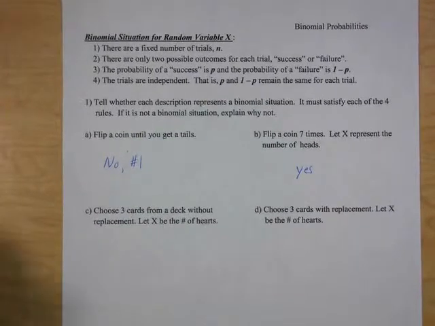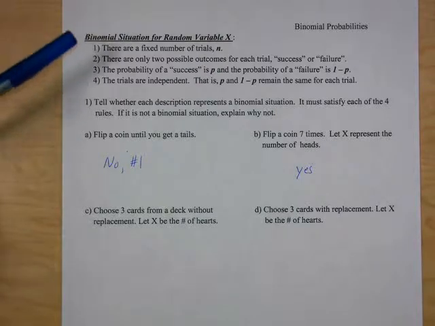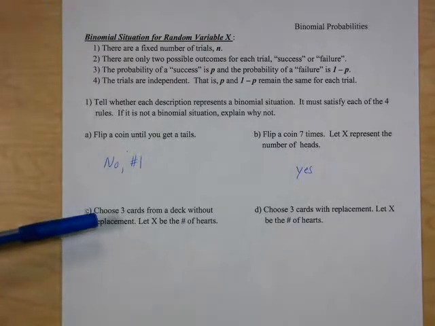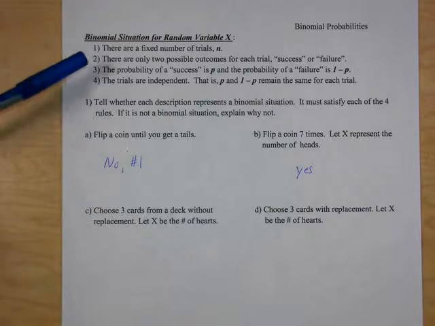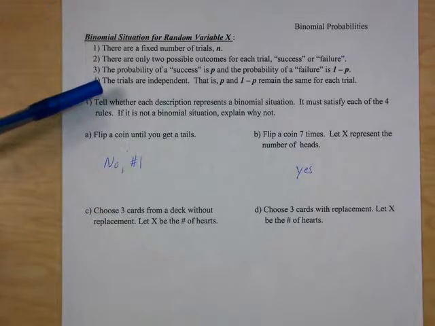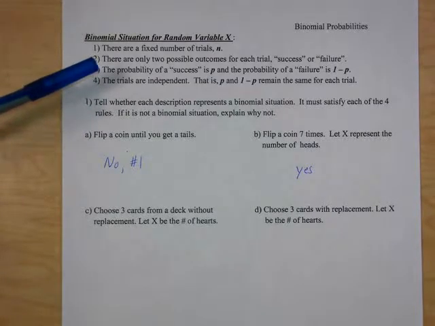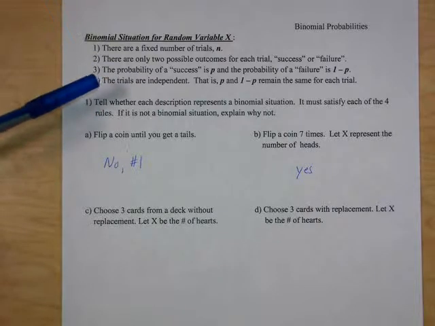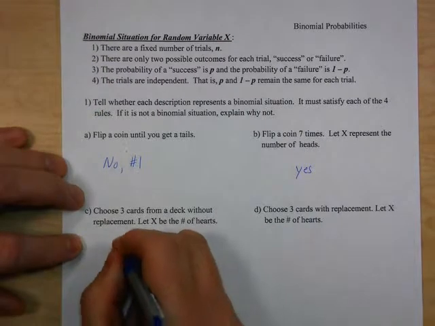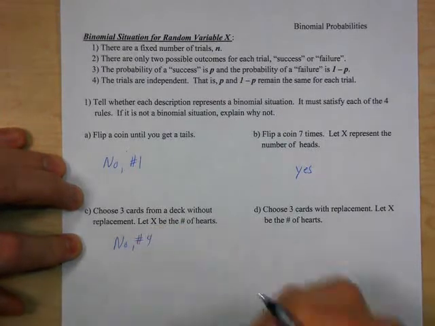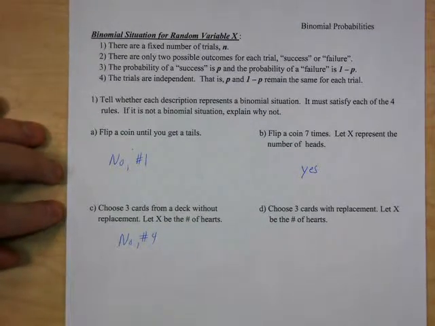Part C, choose 3 cards from a deck without replacement. Let x be the number of hearts. Well, if we choose without replacement, there's a fixed number of trials because you're choosing 3 cards. But when you do this without replacement, they would not be independent because you're not putting the card back, so that means the probabilities change. You could classify a heart as success and everything that's not a heart as a failure, but they're not independent, so no, it fails the fourth rule, because the probability will change because of without replacement.